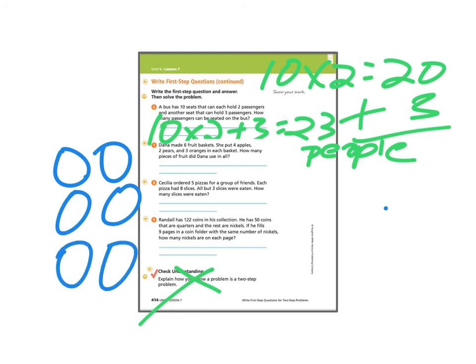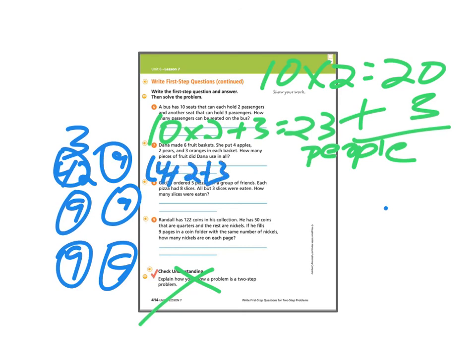And with this, I know that I'm writing kind of big. She put 4 apples, 2 pears, and 3 oranges into each basket. So that's 4, 5, 6, 7, 8, 9. So there's 9 in each basket. So on this one, I can do this first. So 4 plus 2 plus 3 in parentheses times 6. So 9 times 6 equals 54 fruits.